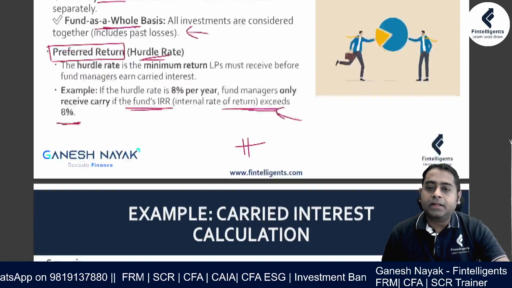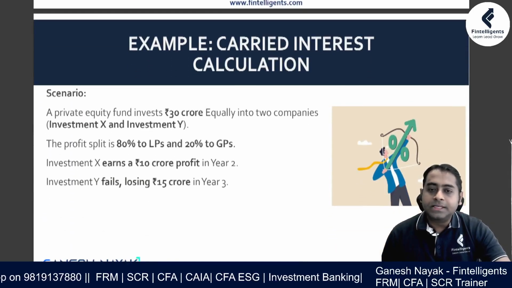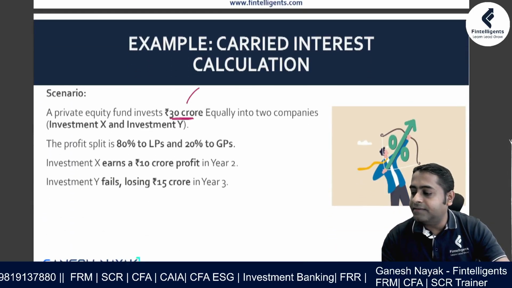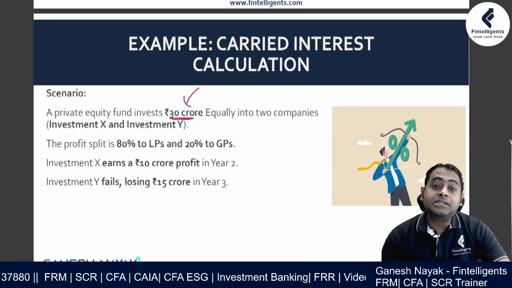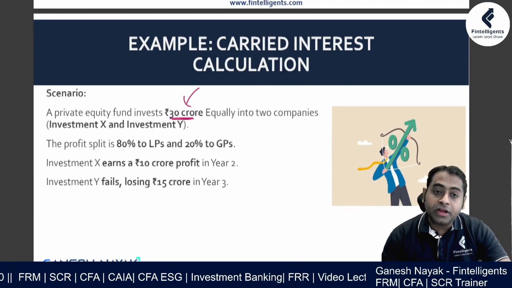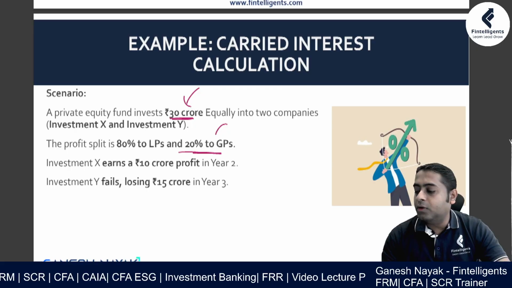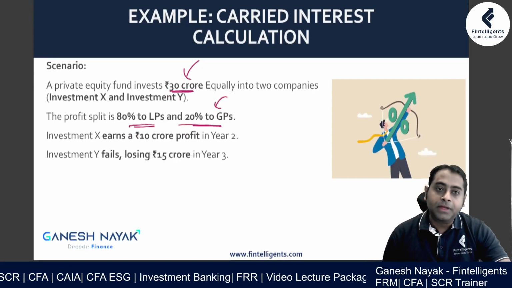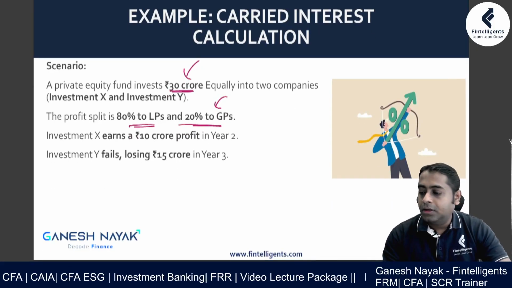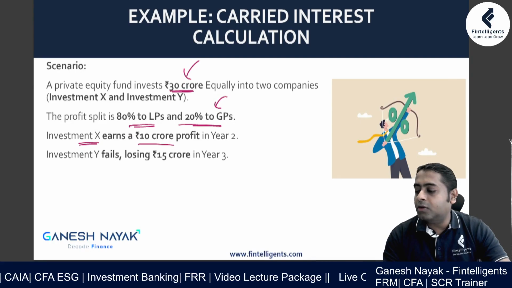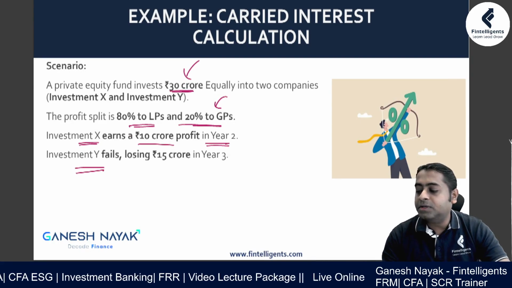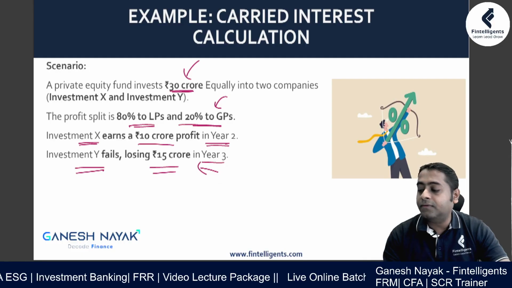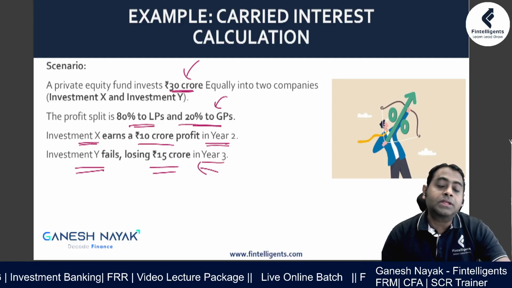I'm going to move ahead. There is an example. Suppose there is a private equity fund, 30 crore is invested over here, and they have decided the split. If the company is going to make extraordinary profit, 20% will go to the fund manager, 80% will go to the LP. Suppose they made 2 investments. Investment X earned 10 crore profit in the second year. Investment Y failed, losing 15 crore in the third year.